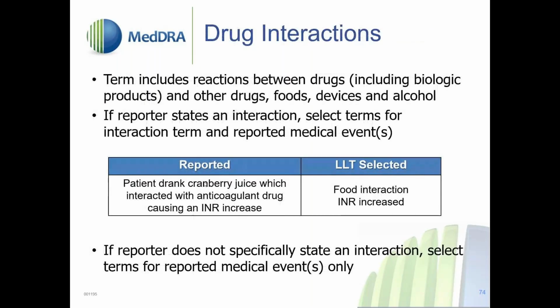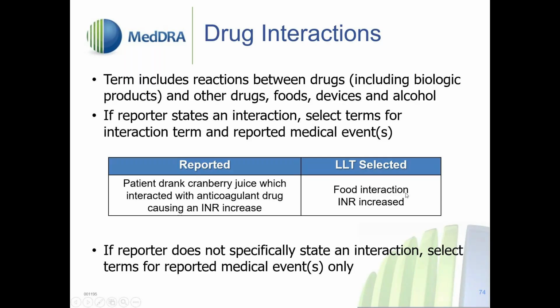So the next principle I would like to share with you relates to drug interactions. The term drug interaction covers interaction between drugs, including biological products, but also between drugs and foods, devices, alcohol, etc. If an interaction is reported, then capture the interaction and the subsequent medical events. And here an example. Patient drank cranberry juice, which interacted with anticoagulant drug, causing an INR increase. It is clearly stated by the reporter that an interaction occurred, and we should capture this information.